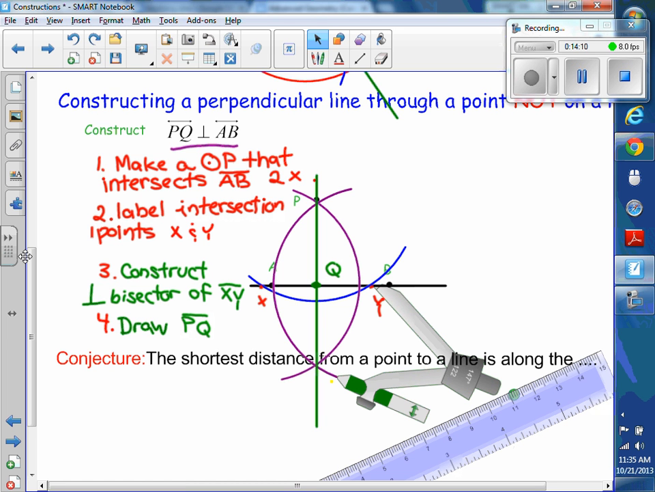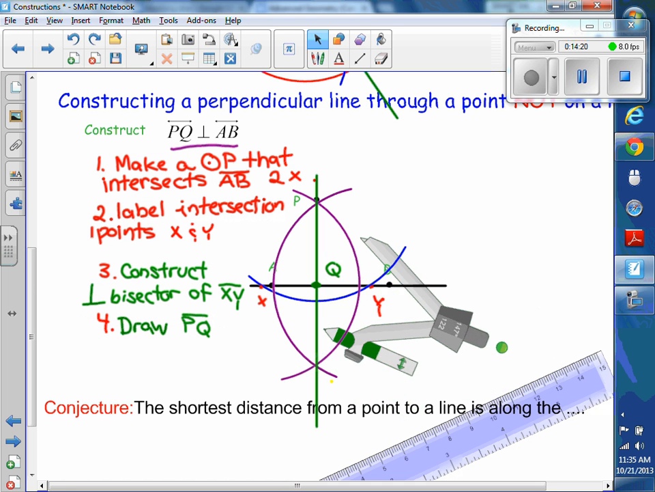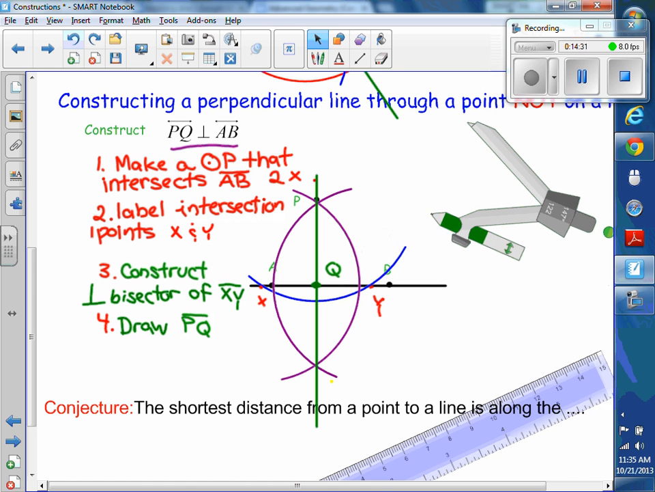Leah, the half circle was centered at P. The blue? Yeah. No, it can't. The purple, it doesn't have to touch P. It could, it doesn't have to.